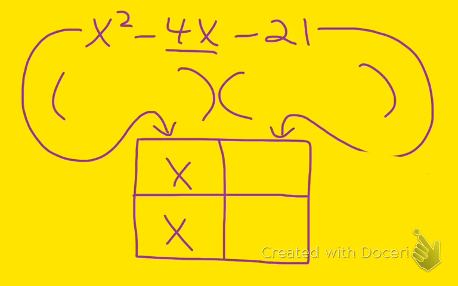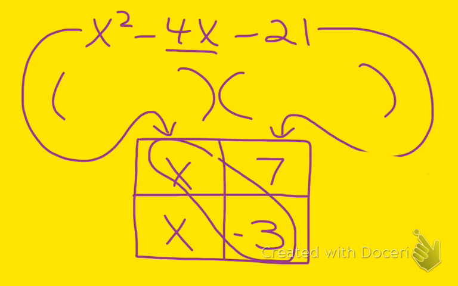Which of the possibilities would you like, the 7 and the 3 or the 21 and 1? Let's do the 7 and 3. And one of them has to be negative. You need to decide which one you want to be negative. Let's just do the 3. This is how we check. We have to get the negative 4x, and we check it by multiplying the diagonals.